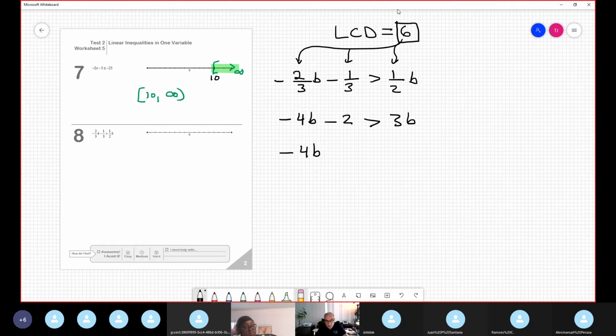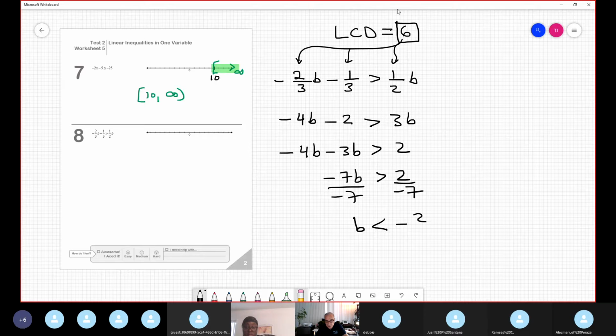Minus 4b, minus 3b, greater than 2. It's a minus 7b, greater than 2. Divided by negative 7, divided by negative 7. So, b is less than, switch it, reverse it, because you are dividing by a negative number. So, negative 2 over 7.